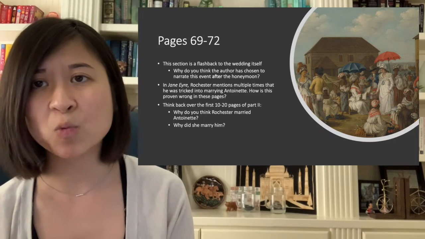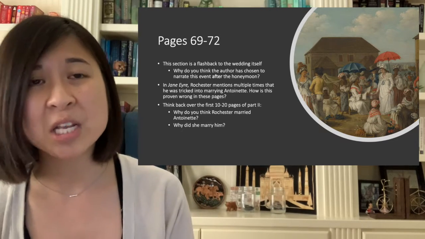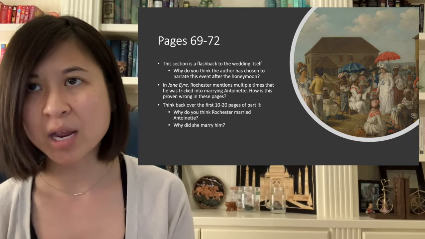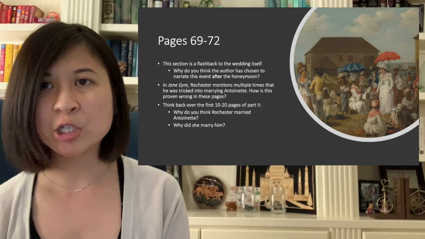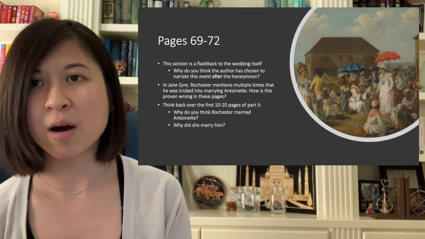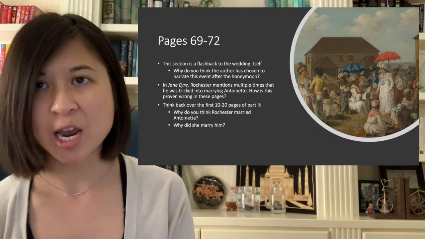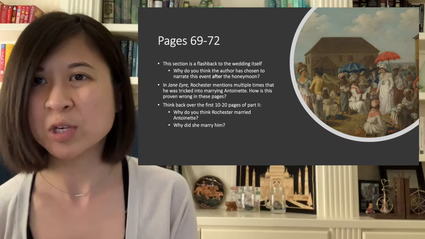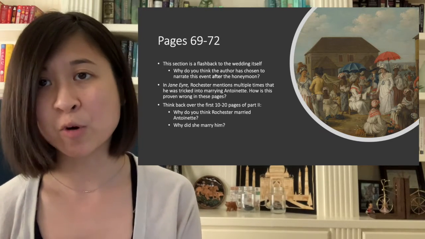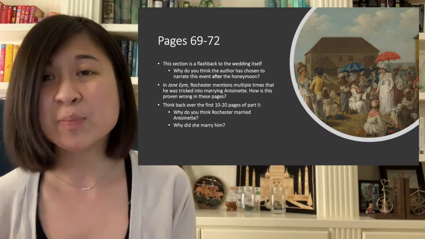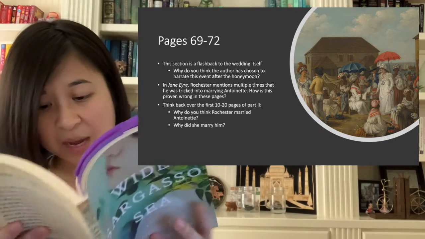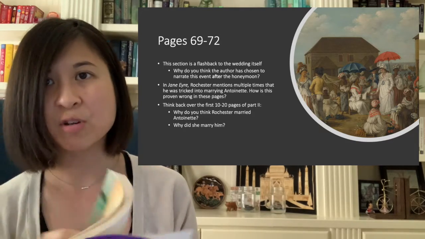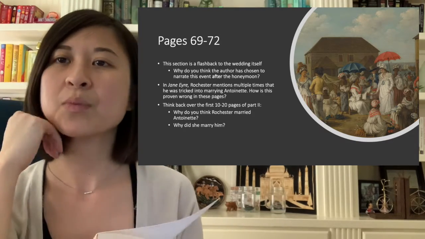When he narrates the wedding, what does he say about it? What does he say his role in the wedding was? And also even what happened before the wedding. How do these pages completely prove wrong his claims in Jane Eyre when he says, I was tricked? I want you to consider who was being tricked, who was being forced, and how you know that from these pages, from this narration. That's pages 69, 70, 71, and 72, because there's a lot of components there.